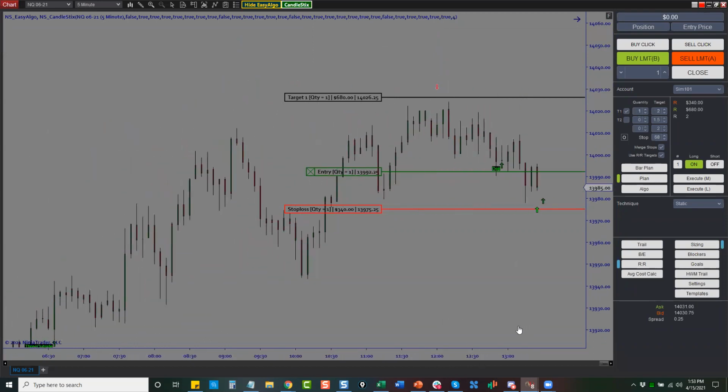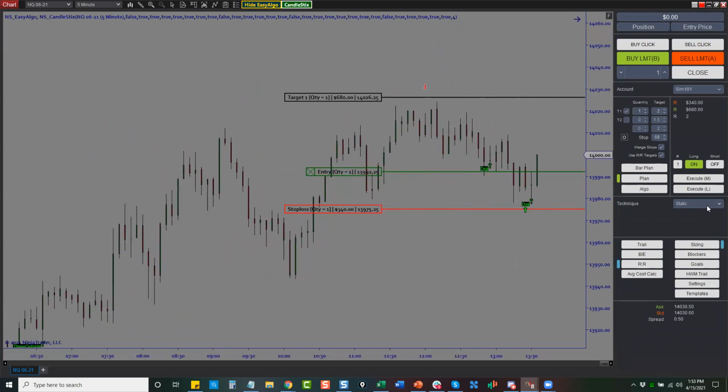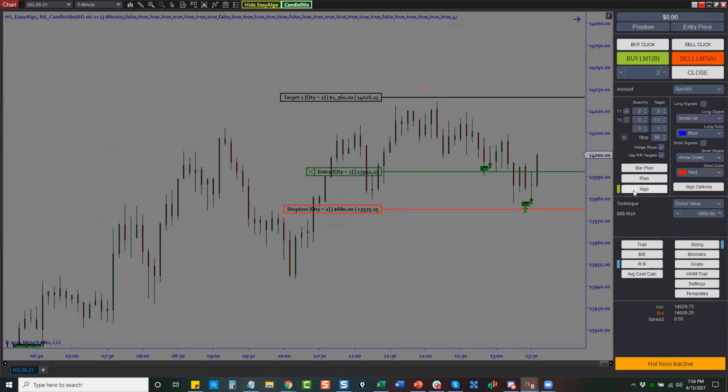If I wanted to do that, I get the signal, boom, I plan the trade. Now, if I want to run money management, I could run $1,000 per trade and I'm trading 2 contracts. Okay, there it is. Now, if I wanted to automate this, I could easily just say algo, green up arrow, and turn it to dark green.